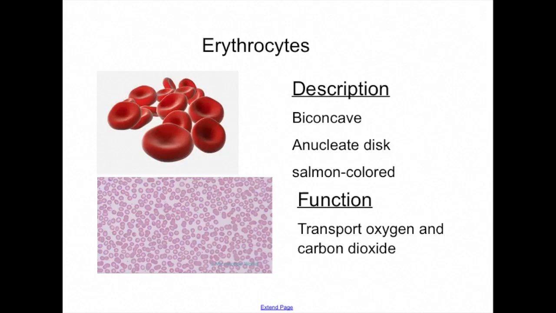To the right, we have a picture of an animated version of a red blood cell. You can see how it is biconcave and disc-like right here. The bottom picture shows a red blood smear using a Wright stain. This is what they typically look like underneath the microscope.